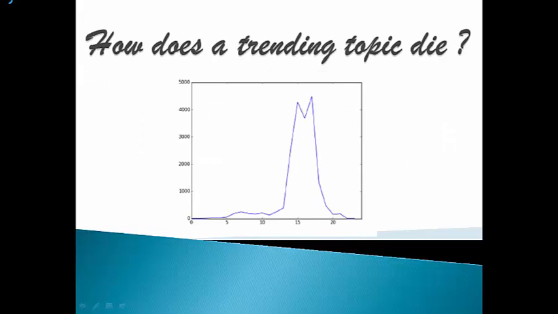In order to answer the question of how a trending topic dies, we were able to arrive at this graph. On the x-axis, we have time, and on the y-axis, we have the number of tweets. As you notice, it peaks at a certain sub-event within the timeline of the whole tweet being spread, and then it eventually dies down. As you notice, the graph is not even. This is because the intensity of the sub-events varies.